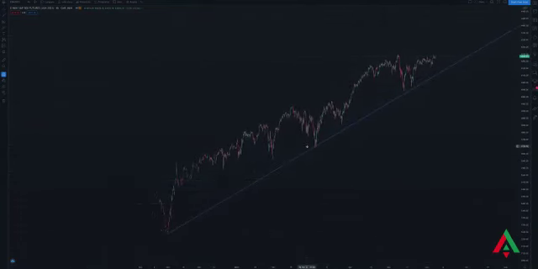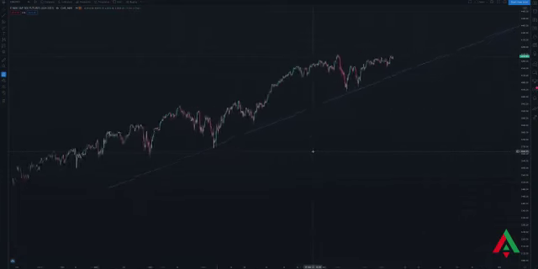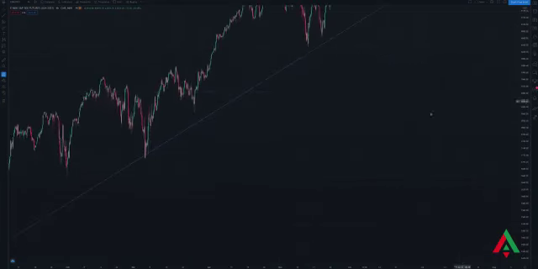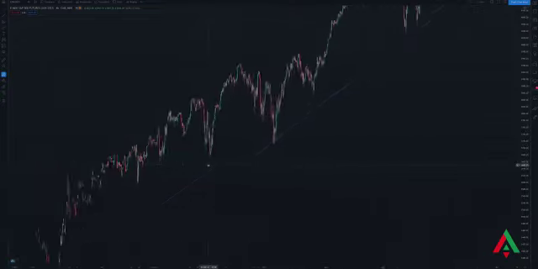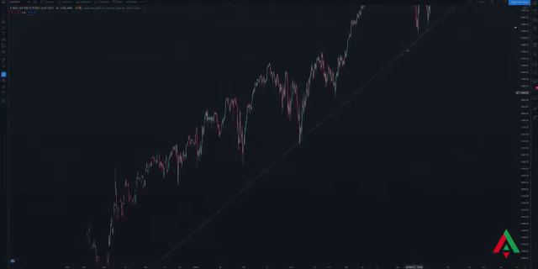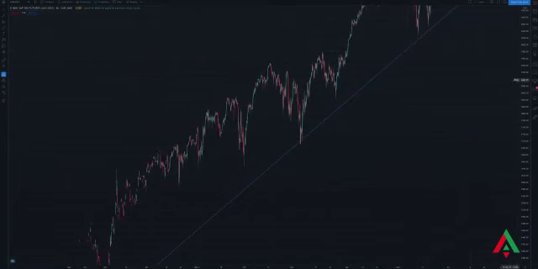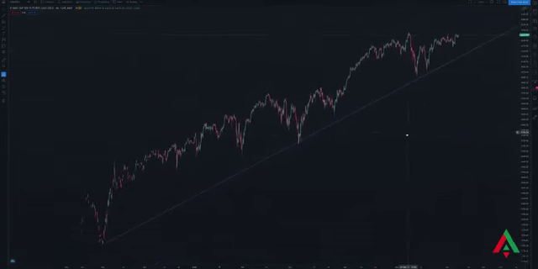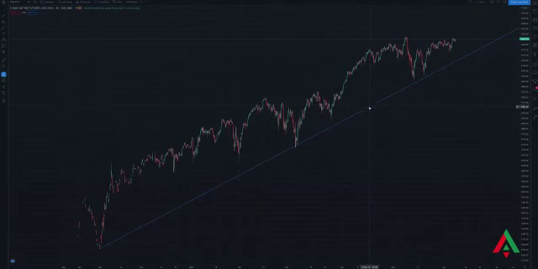Point 1, point 2, and point 2 was tested multiple times. You can see here this level was played like 1, 2, 3, 4, 5 times, and then came very close those 2 times in the future. But what we can do from here is we could actually clone this trend line, and now we have a channel if we drag it.